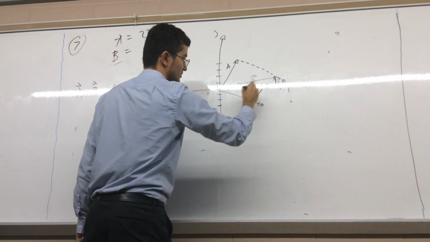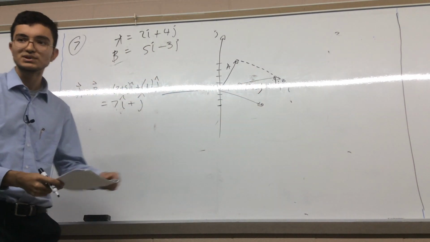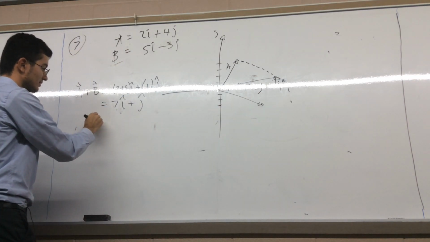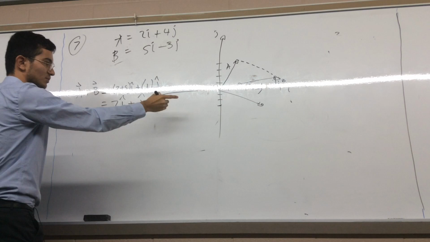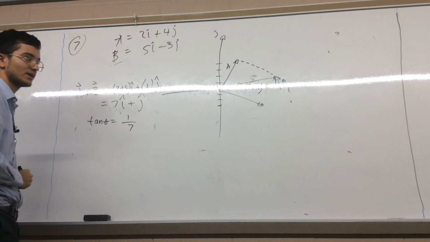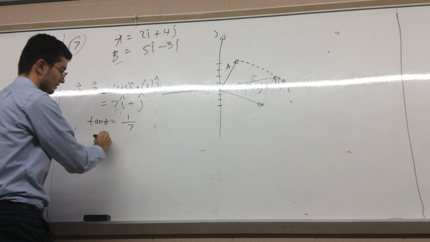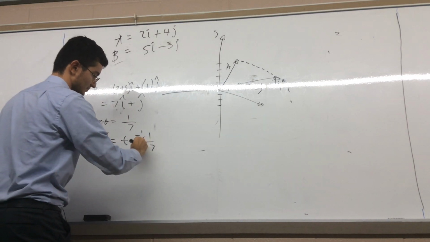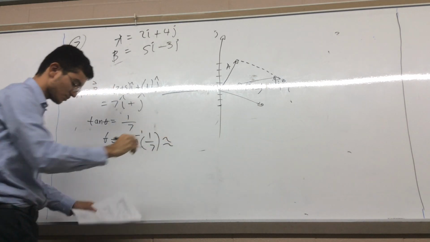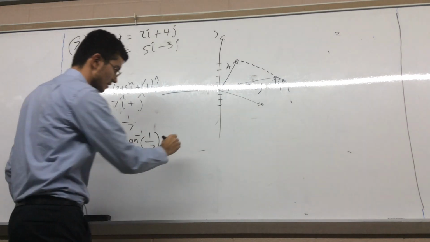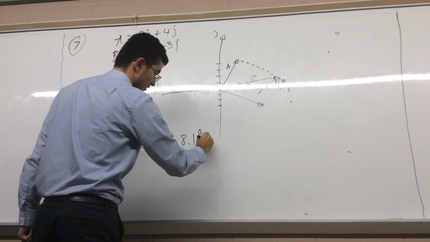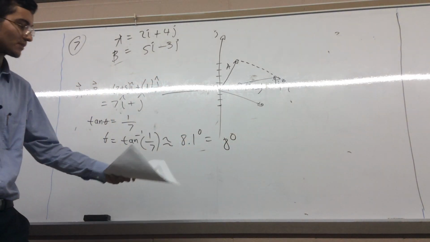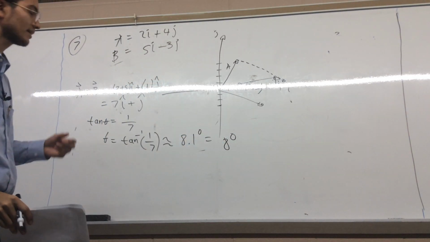The x is 7. So we just have to find the angle. We have opposite and we have adjacent. Sounds like tangent, right? So we have tangent of theta equal to 1 over 7, opposite over adjacent. And so theta is tangent inverse of 1 over 7, and that should be about 8.1 degrees. If you round it, that's going to be 8 degrees to one significant figure. Okay, any questions about that?